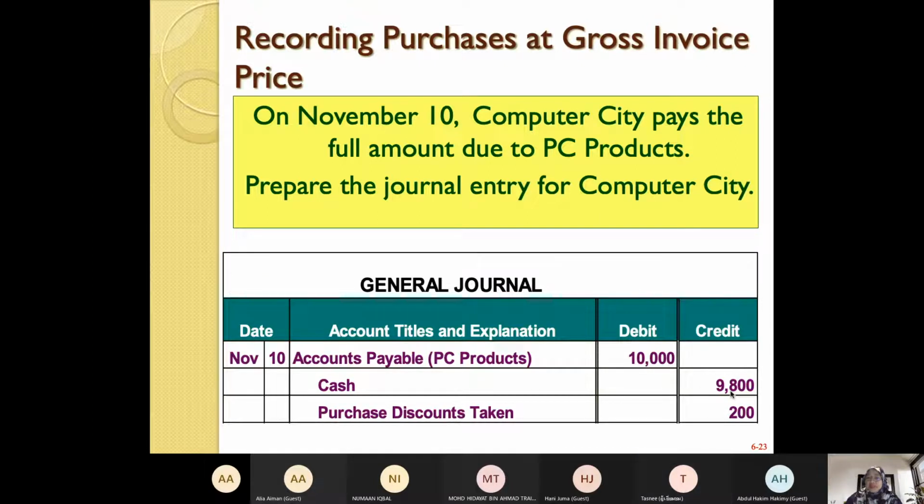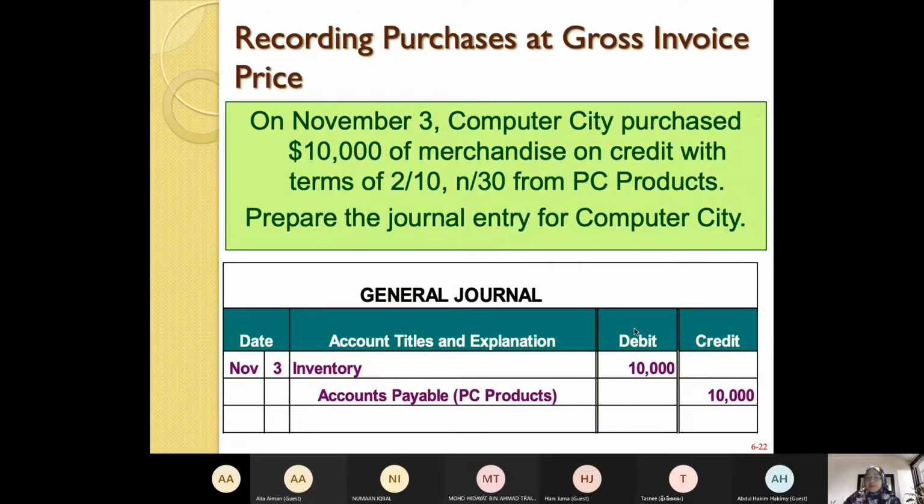2%. So that means when you make payment, will you pay 10,000? No, you will pay less because you are given a 2% discount because you make payment within 10 days. So that means you're going to debit your accounts payable because you reduce it, because just now you created 10,000 accounts payable.